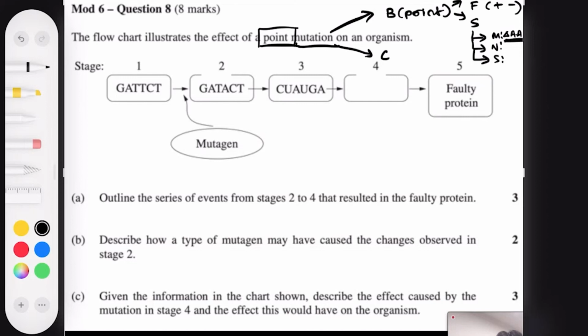A stop codon mutation is a nonsense mutation. Yeah, very good. So nonsense mutation produces a stop codon.